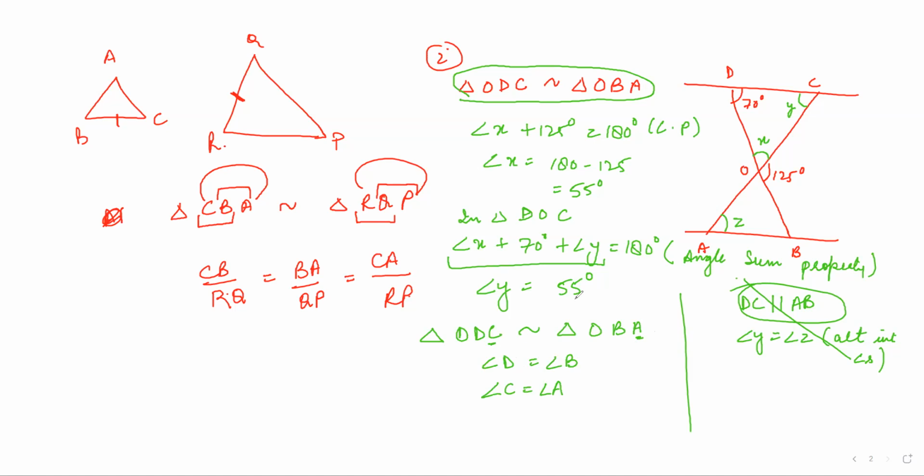Actually, that's not the correct way of naming. You write it like this. Angle ODC is equal to angle OBA, right? And angle C is equal to angle A. So angle DCO is equal to angle OAB. So this is actually your Z, right? OAB. That means angle Y is equal to angle Z. So what is the value of angle Z? Again, 55 degrees because Y is 55. Okay.